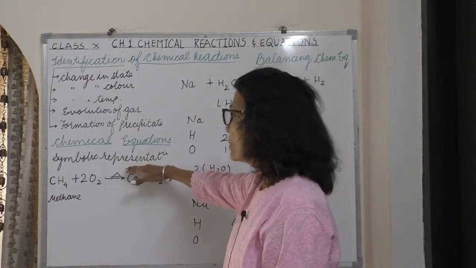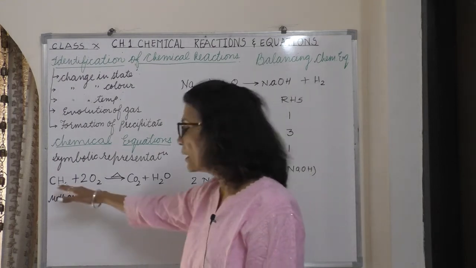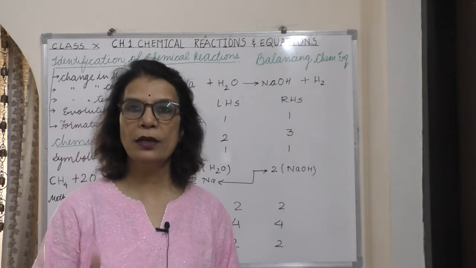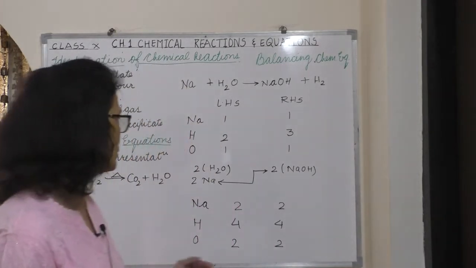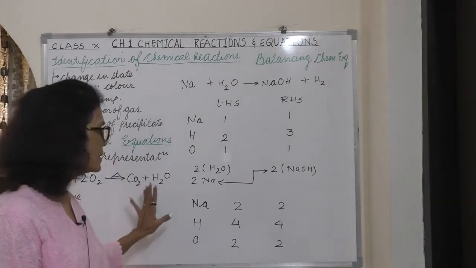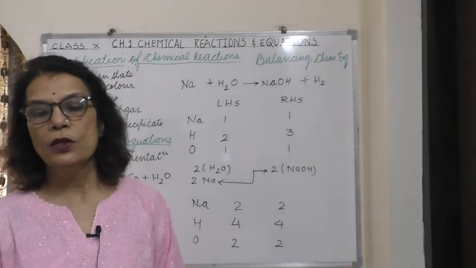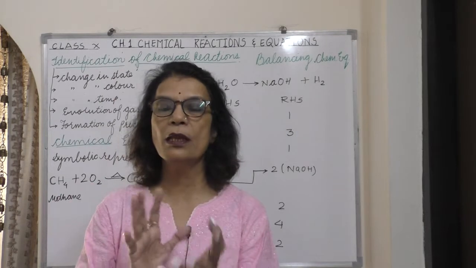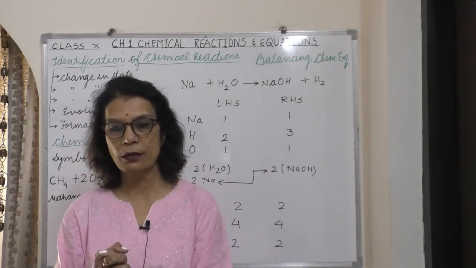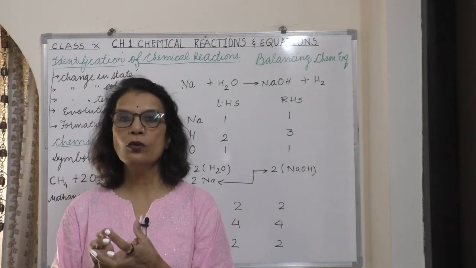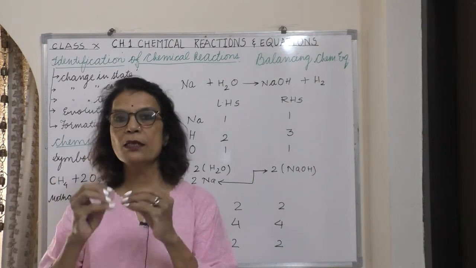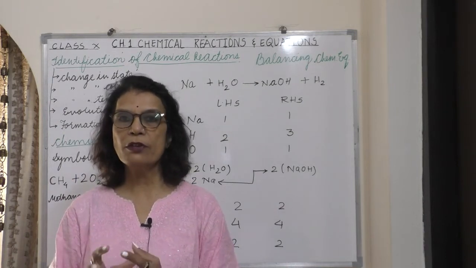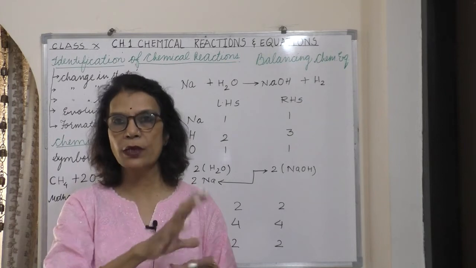Now, symbolic representation, how can I say? When methane is added to oxygen on heating or in the presence of sunlight, it changes into carbon dioxide, that is gas, and water, that is in liquid form. So when we write methane is reacting with oxygen, methane and oxygen both are reactants. And when I write this in statement form, the spelling form, this one is known as a word equation in which we are using non-symbolic language.